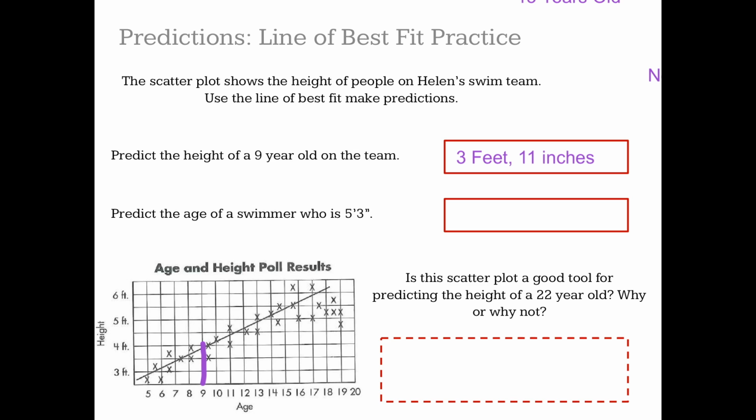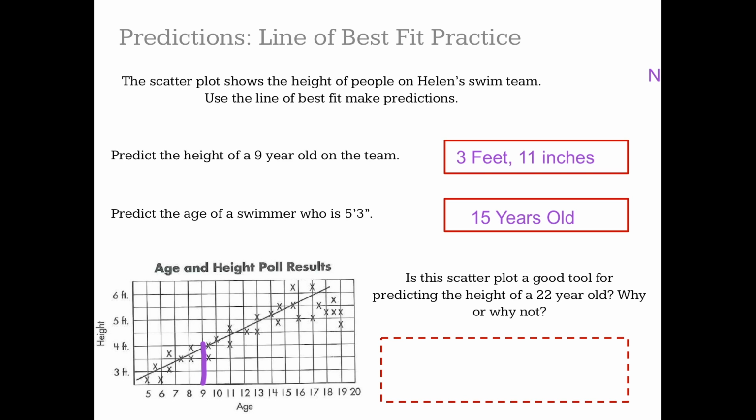Okay, so that's that for that one, and then it says predict the age of a swimmer who is 5'3". So I'm going to go over to where the height of 5'3" is, and when I look at that, I see that they're about 15 years old, because that's where about they hit on the graph. Again, these are predictions, they're not 100% fact.